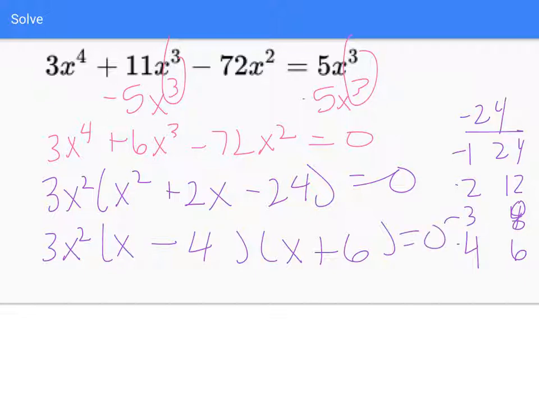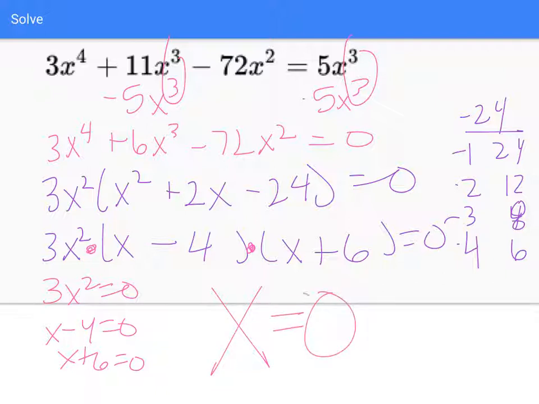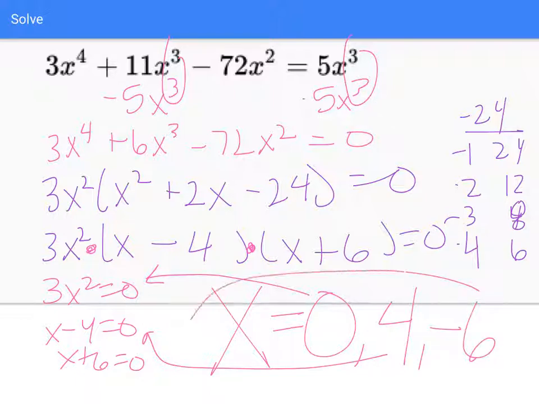Remember, wherever you see a multiplication, that's what you set equal to 0. My answer is x is equal to 0, 4, negative 6.